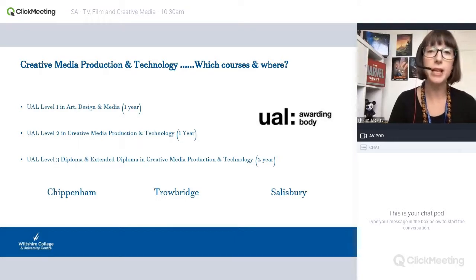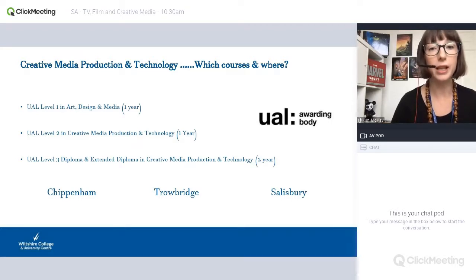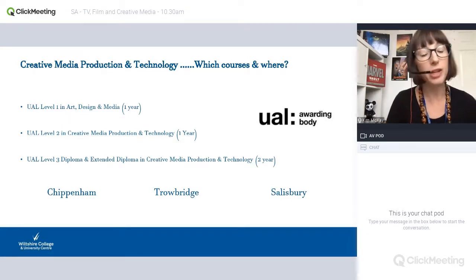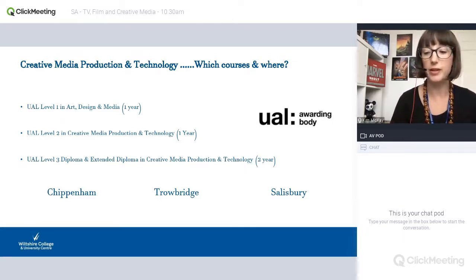And as we said, Level 3 is a 2-year programme. And then in that, the diploma you do in the first year and then the extended. So for me, this is where the focus is on the TV and film production more than anything else. And on the next slide, I'm going to talk about the skills that you'll get from these courses and the possible outcomes, whether it's career or university afterwards.